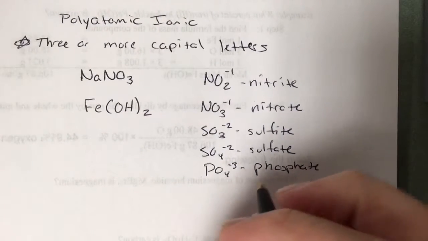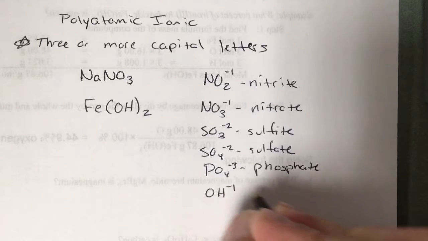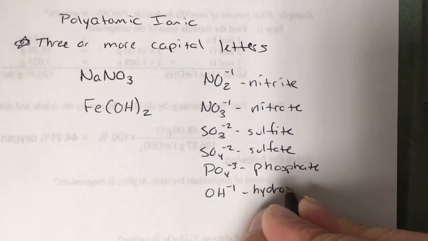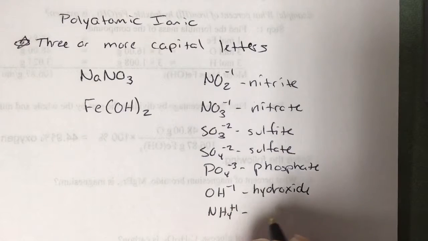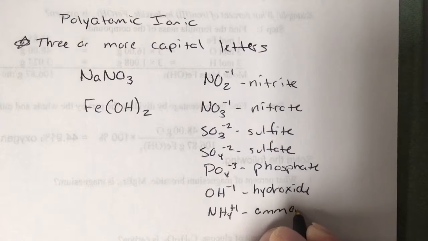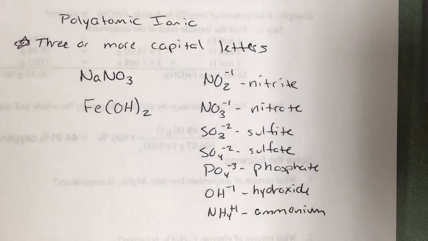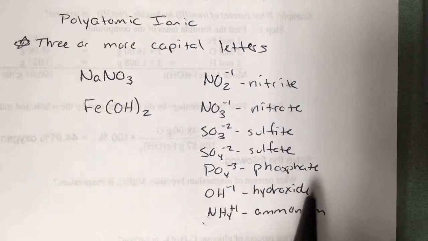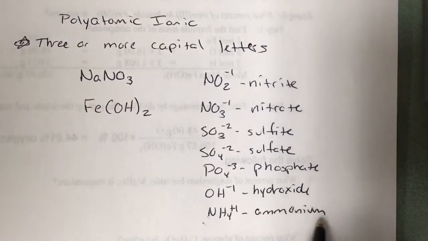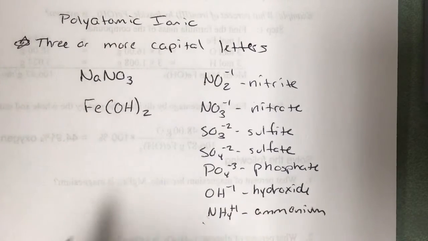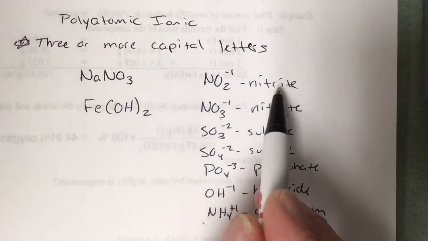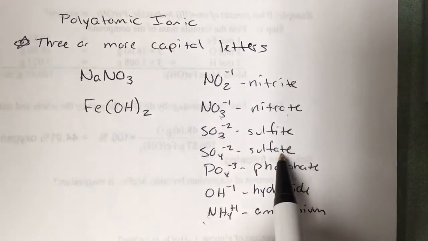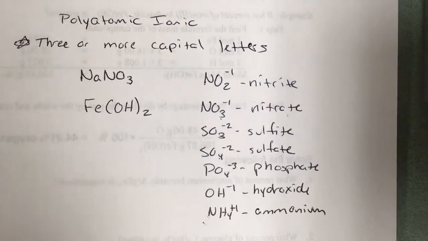There's OH, -1 charge, that's hydroxide. And there's NH4, +1 charge, that's ammonium. The only positive one is ammonium. The only ones that don't end in IDE or ITE are hydroxide and ammonium. ATE and ITE are the most common endings. ATE means more oxygen, ITE means less oxygen. Again, ATE, more oxygen, ITE, less.